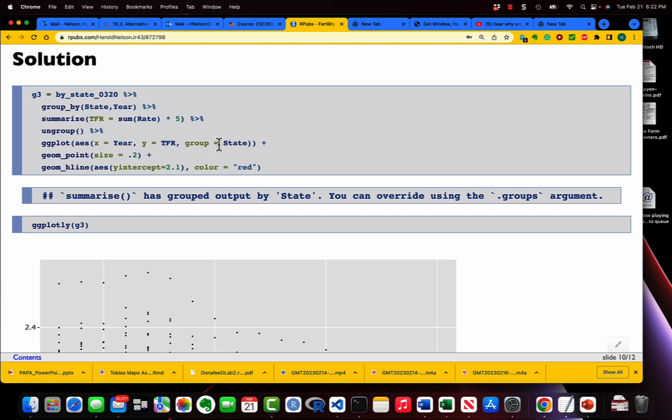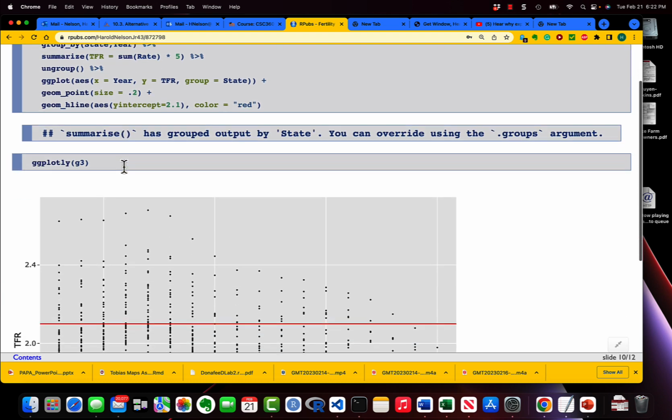Saying group equals state, notice that we didn't join points by state, but that means that you'll be able to see the name of the state in the hover when we look at the details of a point. And I drop the size of the points to 0.2, and then I put an intercept at 2.1 so we can see where we are relative to break even.